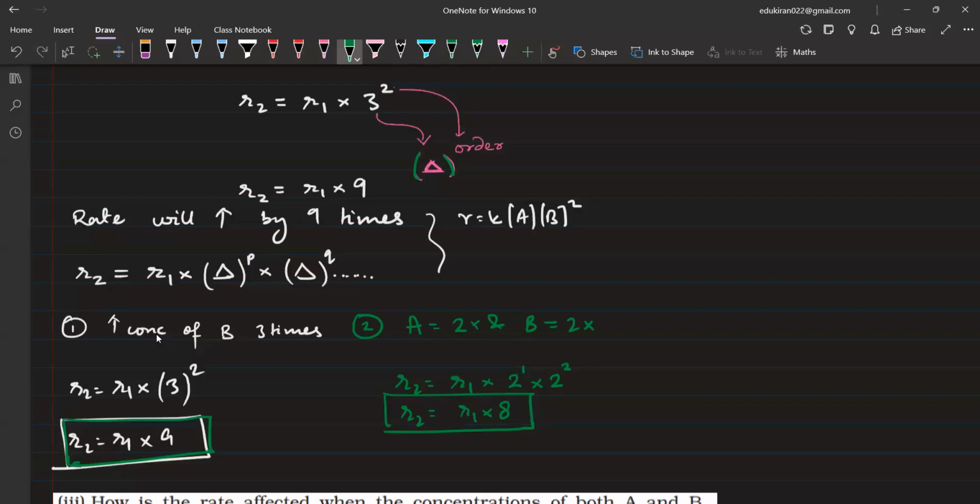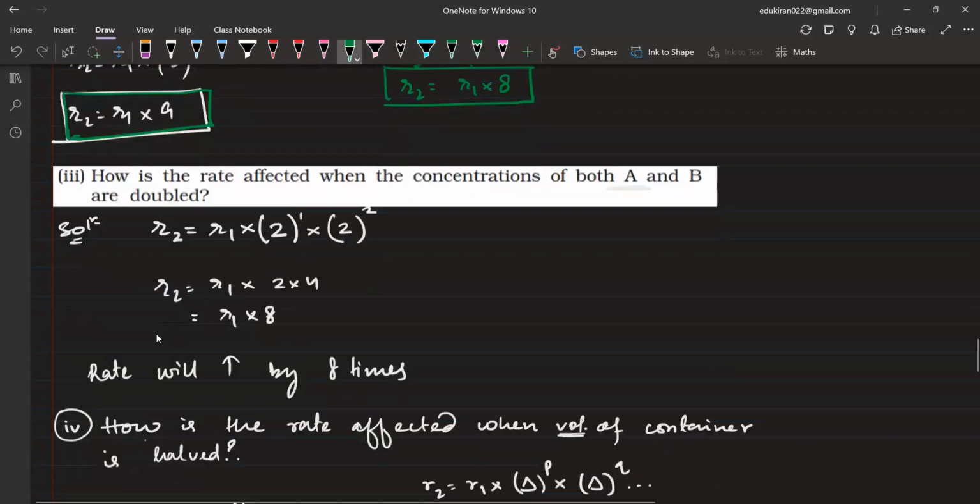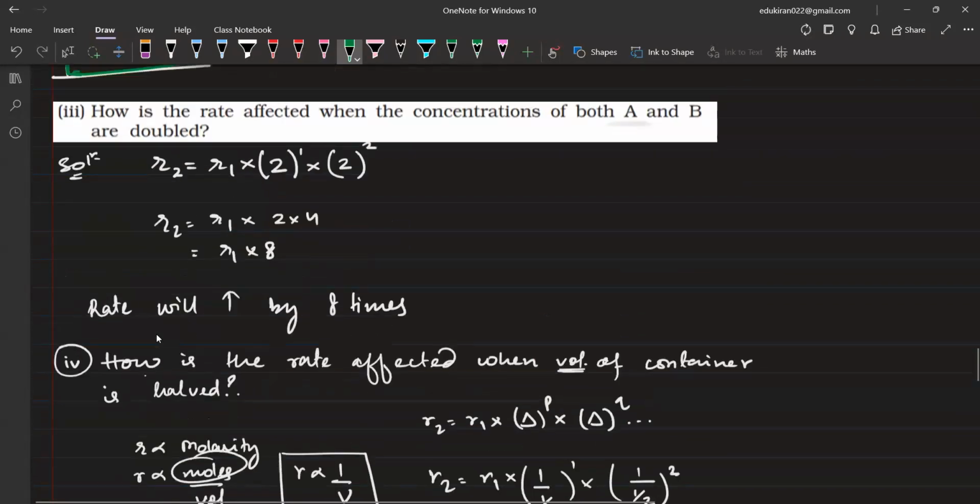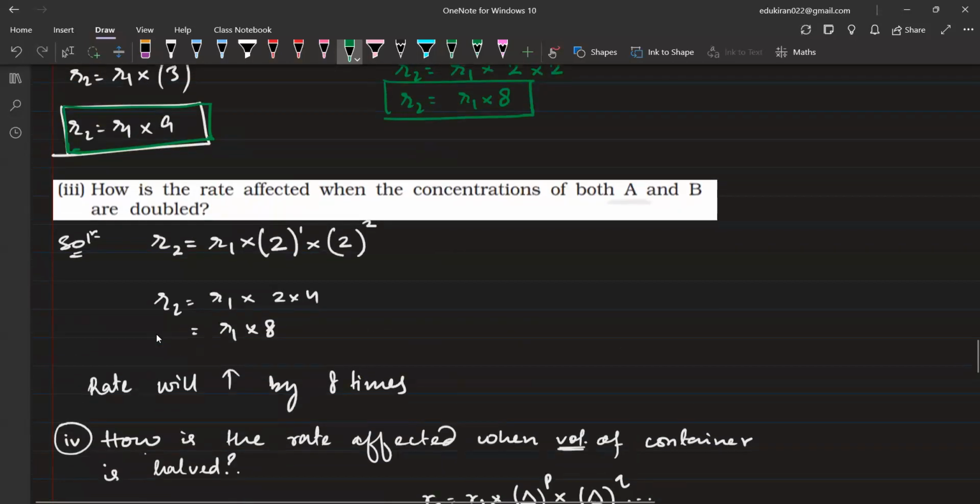Okay. So does this make sense? Yes or no? Please tell me, guys. Yes sir. Understood? Okay. You can directly answer, no need to use the formula, because it is completely logical, just a little bit of math. So let us move on: how is the rate affected when the volume of container is half.